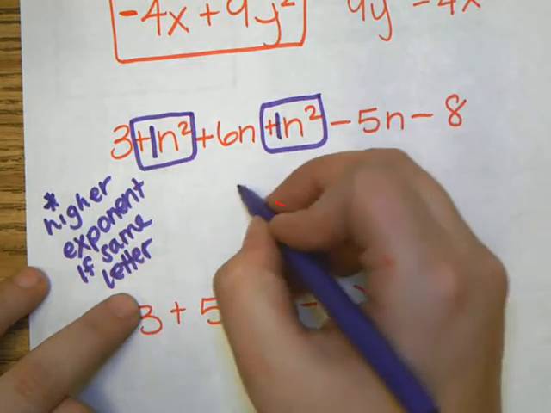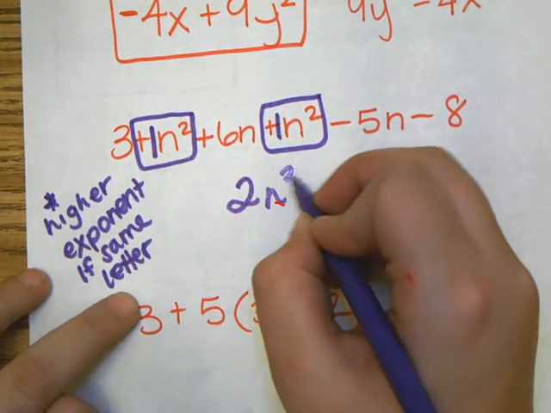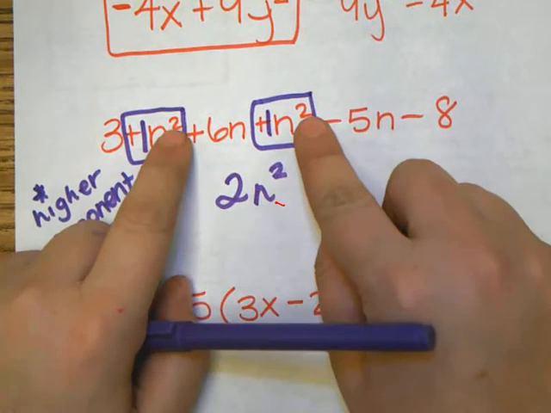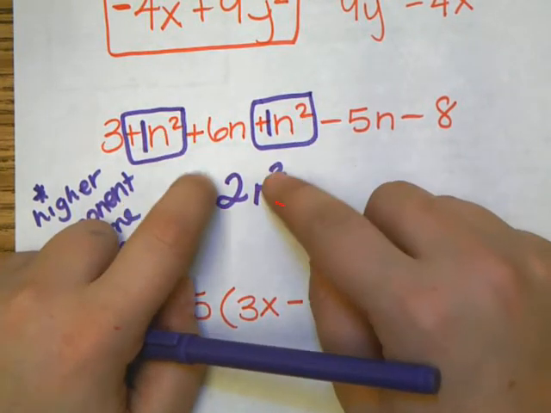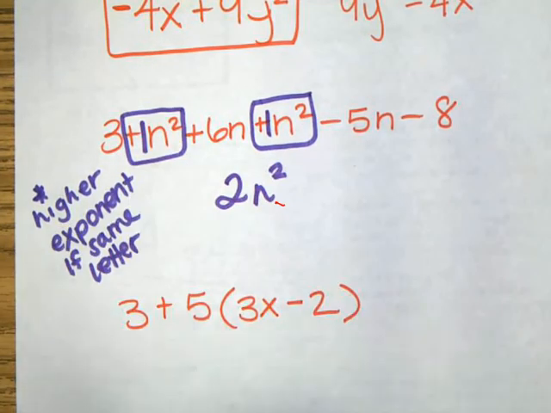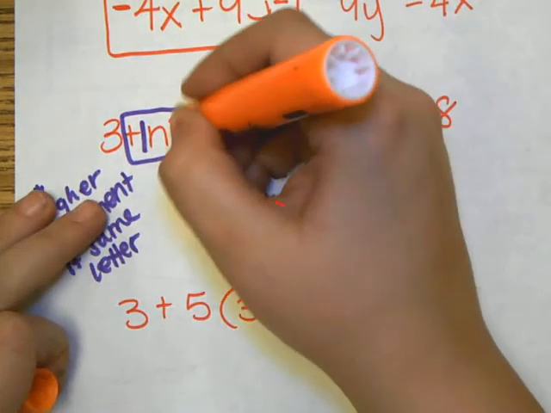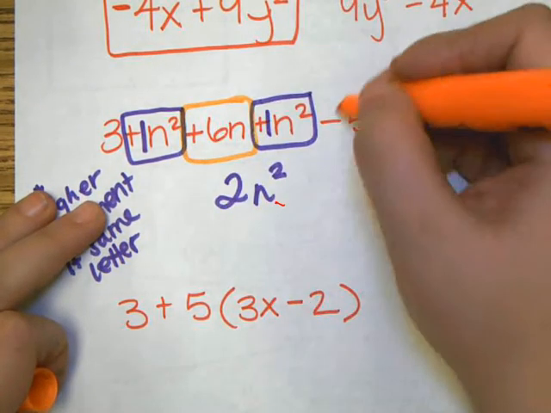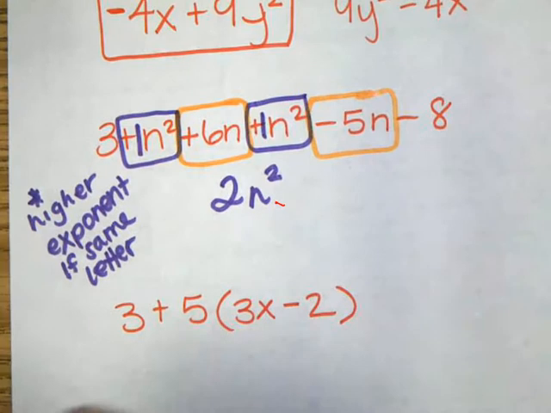So we're going to combine the positive 1 n squared with another positive 1 n squared. So 1 plus 1 is 2 n squared. So notice we're not adding the exponents or anything like that.